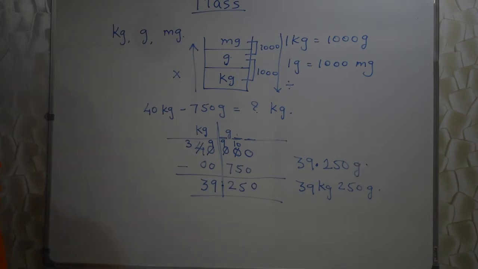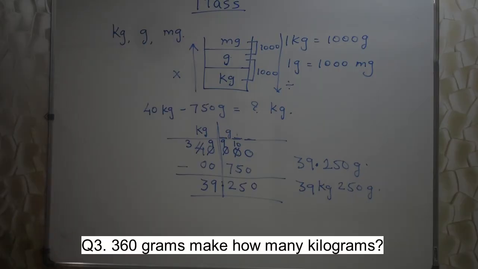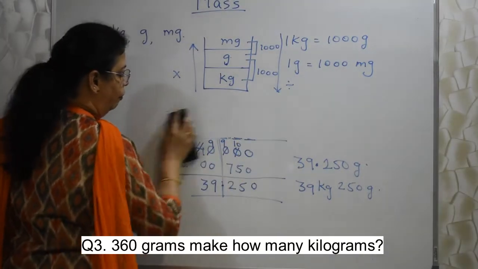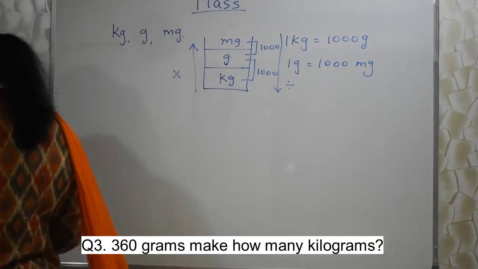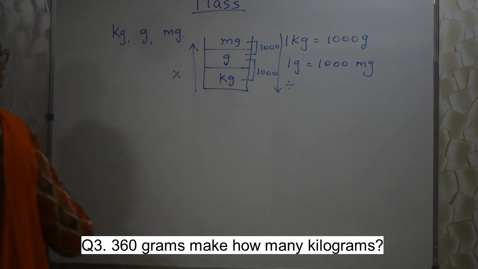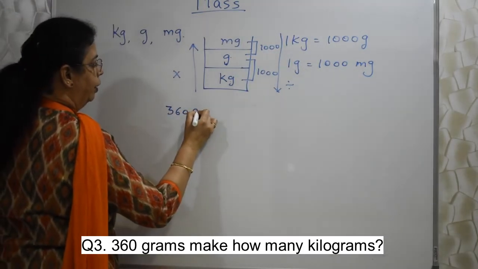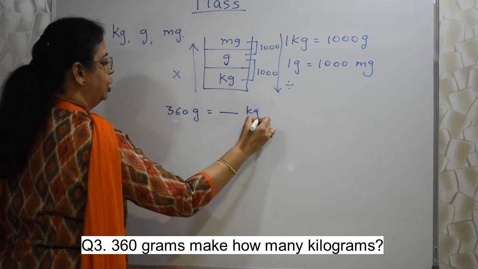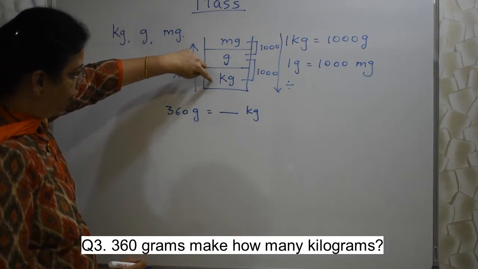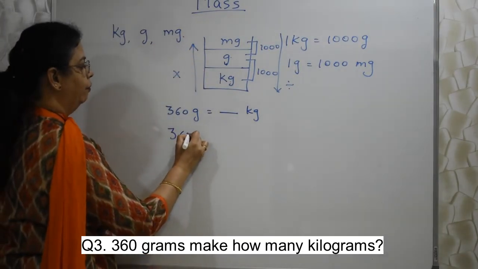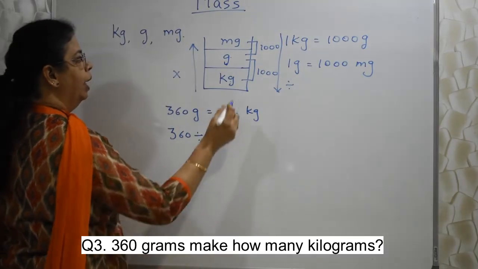Okay, let's go ahead with the next sum. 360 grams make how many kilogram? Very simple. Grams they have given. They are asking there how many kg. See, gram we are there. We need to convert that into kg. So we are moving down. So 360 I will have to divide because I am coming down. By how much? 1000.